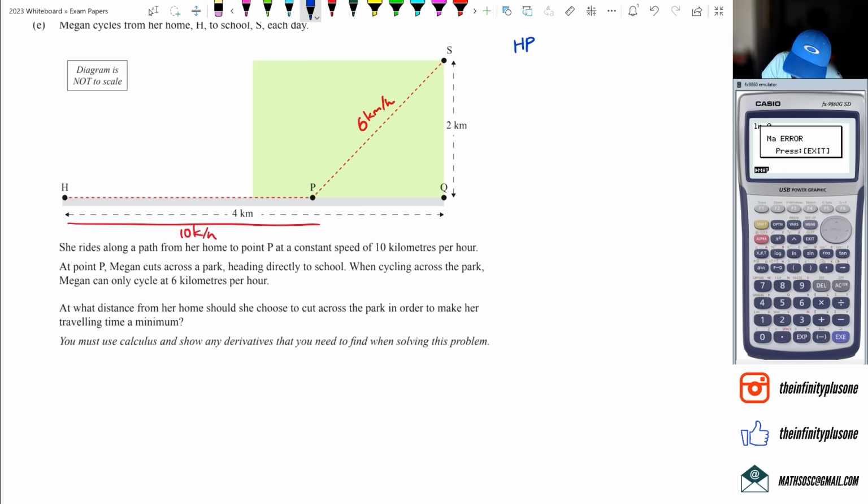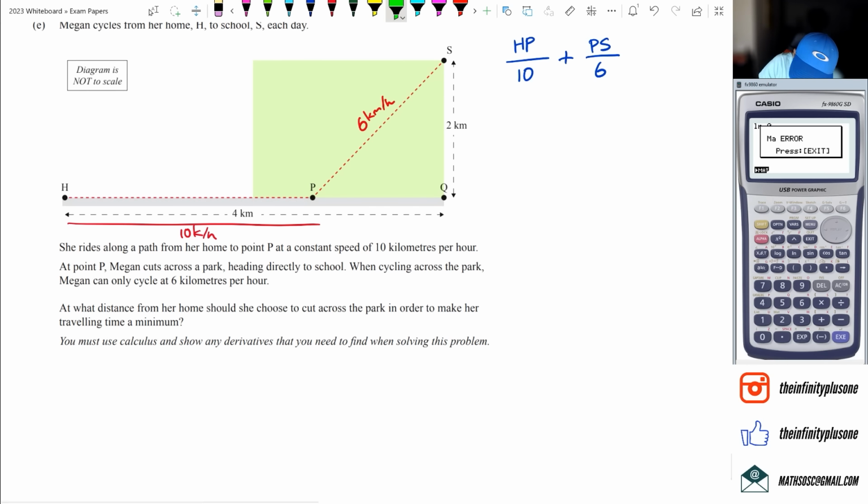Whatever HP is, the distance from H to P, whatever that distance is, she's going to travel at a speed of 10k. So HP divided by 10, whatever that distance is, if you divide it by 10, it's going to give you the time. Plus, we've got PS, and that's going to be divided by 6. And that's going to give you the time that she's actually taking to go across the park. That's from PS, because the speed is 6, right?